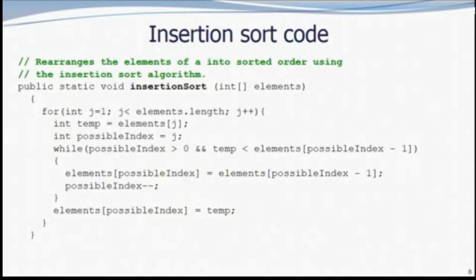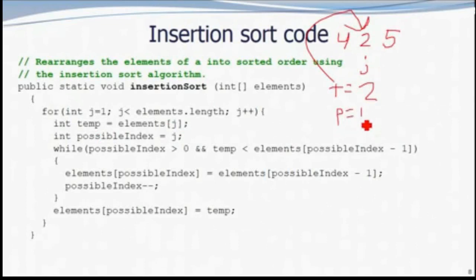What happens is, I'll go ahead and draw it. It's going to be 4, 2, 5. J equals 1, so J is pointing right here, yeah? Temp equals 2, right? Or equals the array at J, right? This one. Yeah, J is the index, and then temp equals the value, the element at J, which is 2. Possible index is going to equal J, which is 1. So J equals 1. Possible index equals 1.